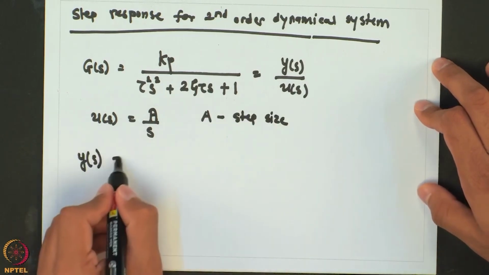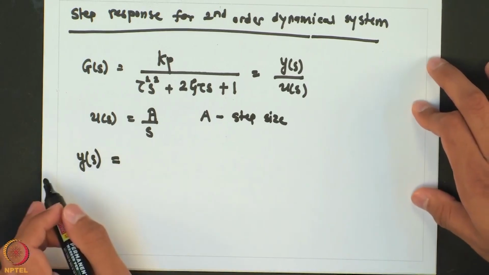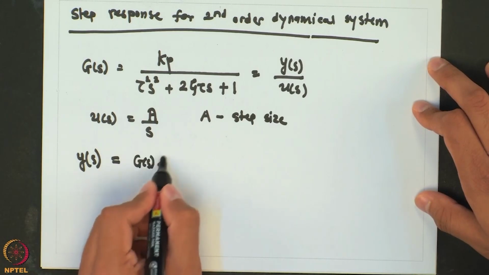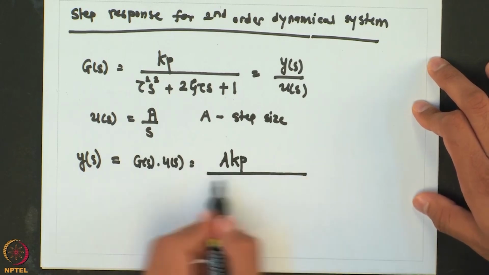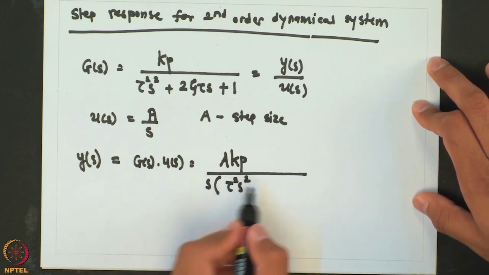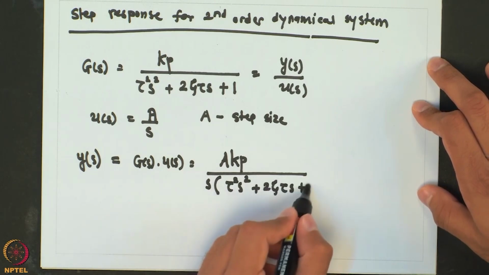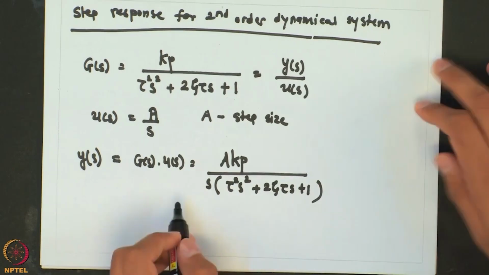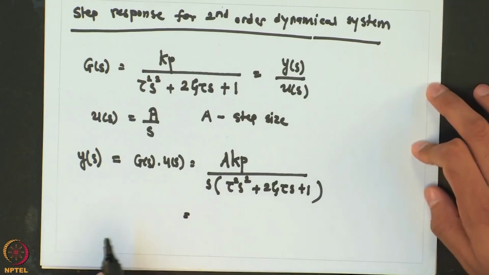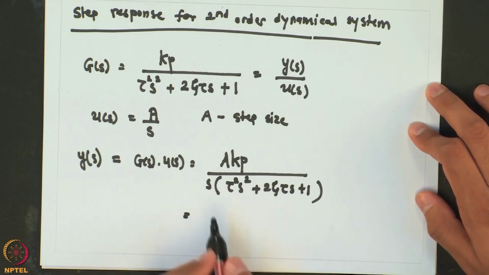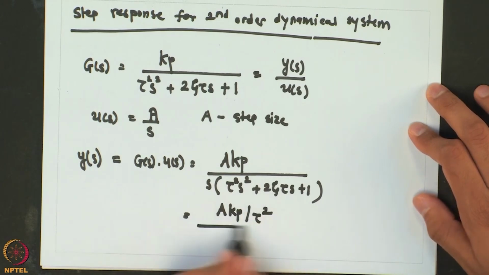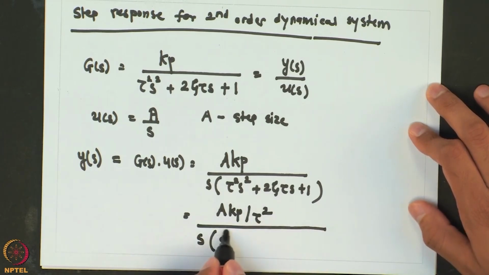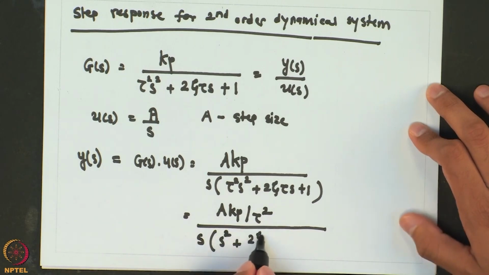So you can write that the Laplace of output Y is going to be G(s) times U(s), which will be A Kp over s times tau square s square plus twice zeta tau s plus 1. And in order to factor this denominator, we will also divide numerator and denominator by tau square. So we have A Kp over tau square, over s times s square plus twice zeta over tau s plus 1 over tau square.